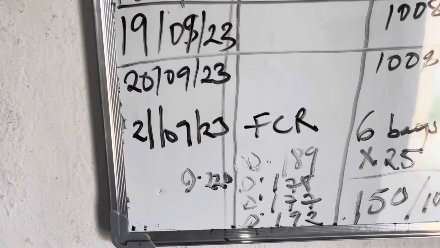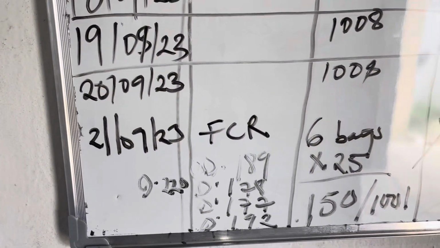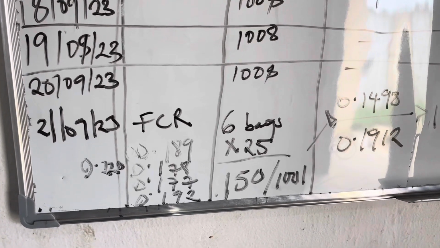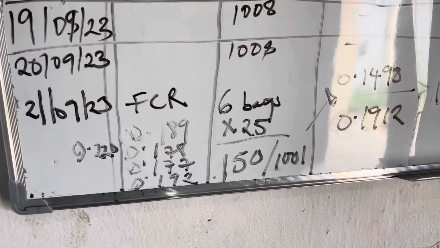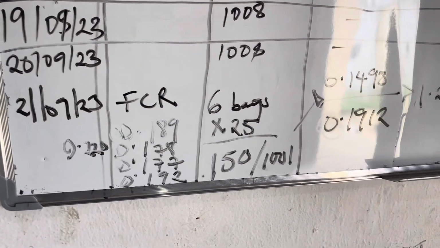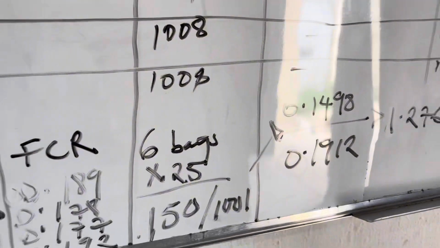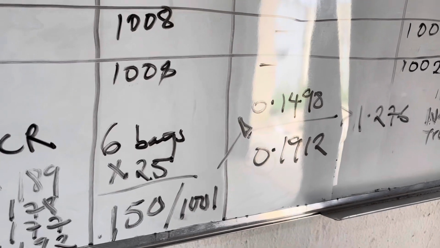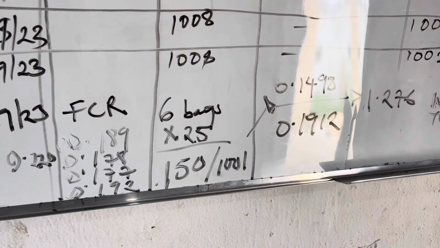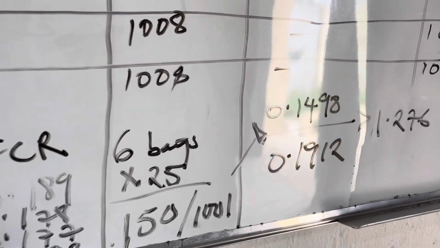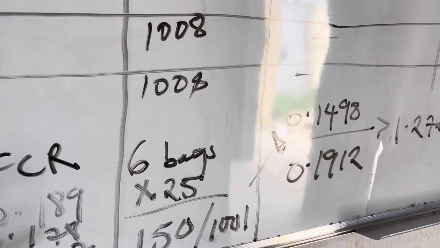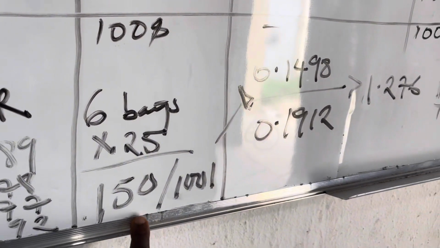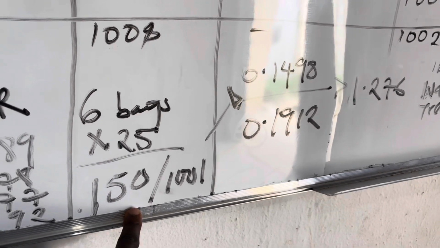Today is the 21st of September, Thursday. In fact, our birds just turned 1 week today. They came in on the 14th and today is the 21st. They've eaten 6 bags of feed. So what you do is multiply the 6 bags of feed by the amount of kg each bag weighs, which is 25 kg. When you multiply 6 by 25, you get 150 kg.